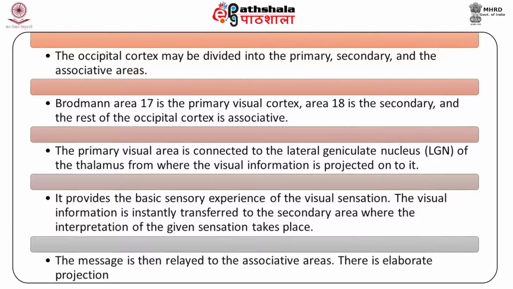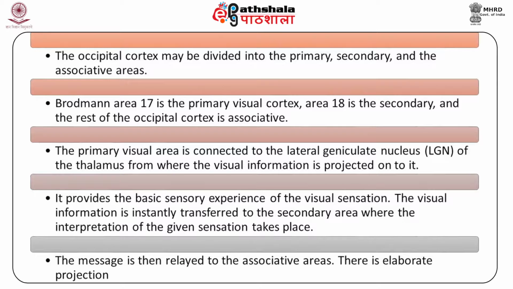Brodmann area 17 is the primary visual cortex, area 18 is the secondary, and the rest of the occipital cortex is associative. The primary visual area is connected to the lateral geniculate nucleus, or LGN, of the thalamus, from where the visual information is projected onto it. It provides the basic sensory experience of the visual sensation. The visual information is instantly transferred to the secondary area, where the interpretation of the given sensation takes place. The message is then relayed to the associative areas.